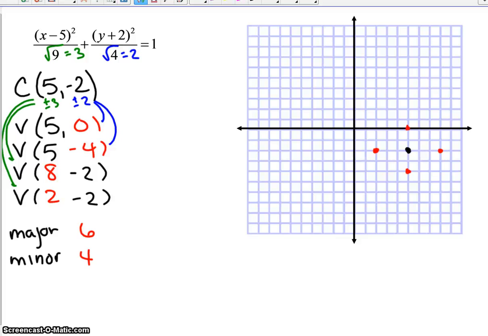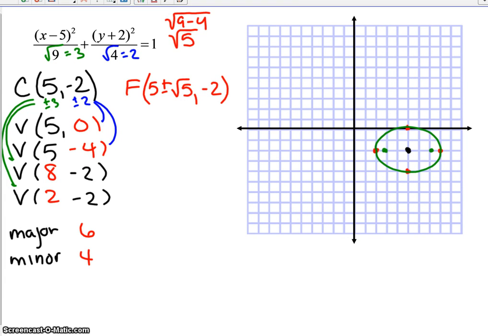All right, next, pause it, find your focus points. So again, what we want to do is take my big denominator minus my small denominator, square root. Again, it's that square root of 5. But this time, because my x is where my major axis is coming from, the x direction, that's why I added the square root of 5 to both sides there. All right, good luck with this.